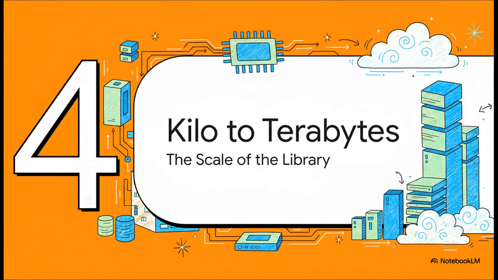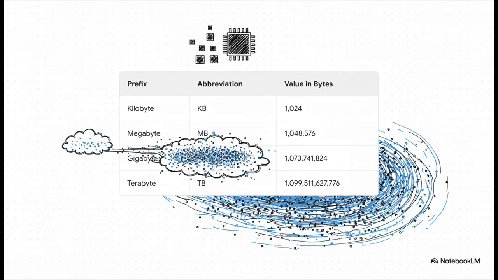Simple enough. But the truly mind-boggling part, the part that's hard to wrap your head around, is the sheer scale of this digital library. I mean, we're all familiar with these terms, right? Kilobyte, megabyte, gigabyte. But when you see the actual numbers laid out, it's something else. A kilobyte, that's roughly 1,000 bytes. A megabyte, you're talking about 1 million. A gigabyte, that's over 1 billion. And a terabyte, well, that's just a whole other level entirely.